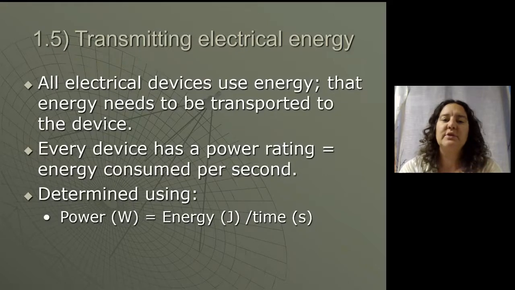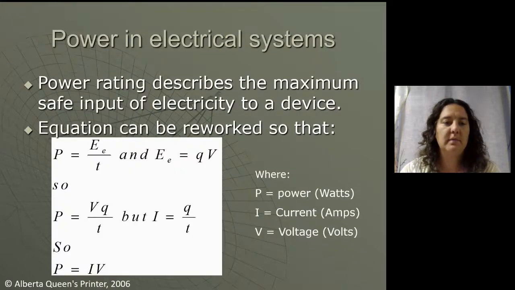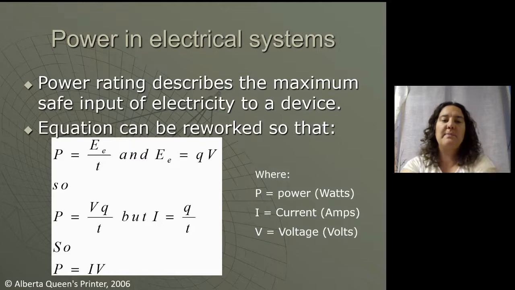So, since electrical devices need energy, we need to be able to move that energy from one location to another. Also, most of the electrical devices that we use in our house have a power rating. So, this tells us the energy consumed per second. And that power rating is determined by taking energy and dividing it by the time that that device would be used in seconds. So, power rating describes the maximum safe input of electricity to a device.